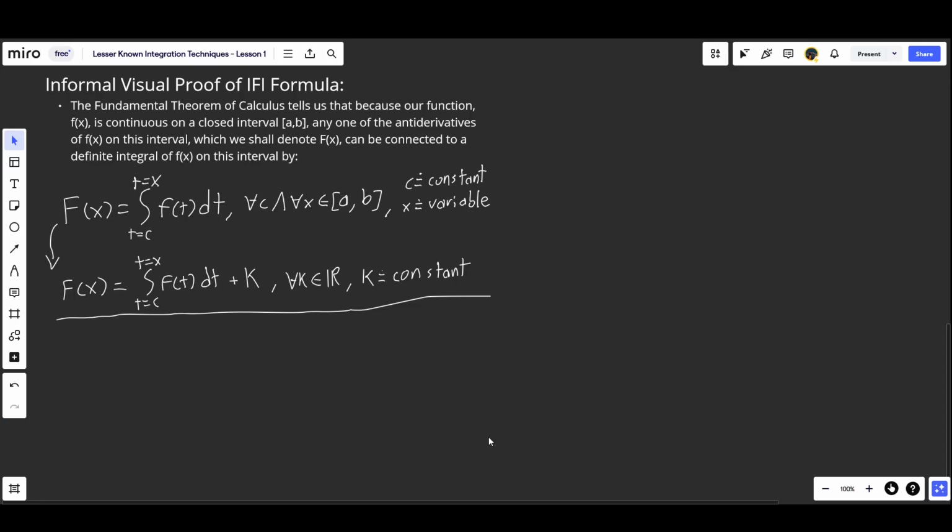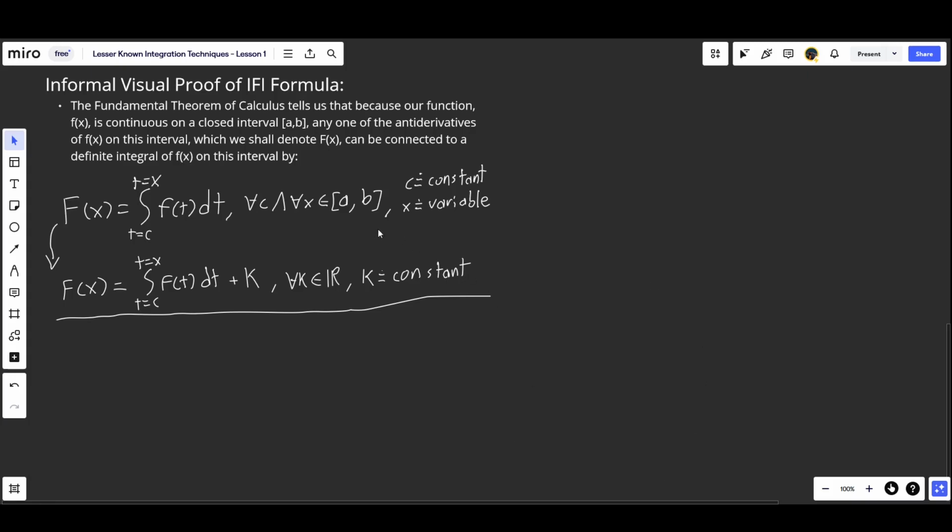So, if we replace the arbitrary function that we've been talking about with the function that we want, which is f of x, and put it in the relationship, first, the f of x will become f of t because x is in the definite integral's bounds. So we're going to use t as a dummy variable. And the definite integral of f of t from the constant c to the variable x, where both c and x can be any value within the closed interval a b, will produce an antiderivative of f of x in the closed interval a b, or capital F of x.